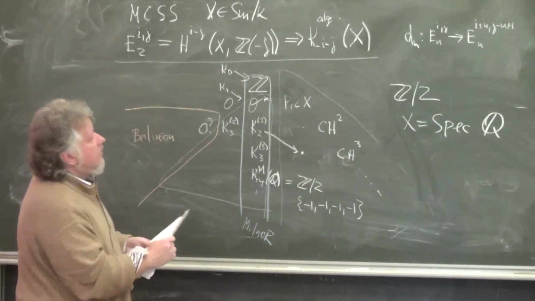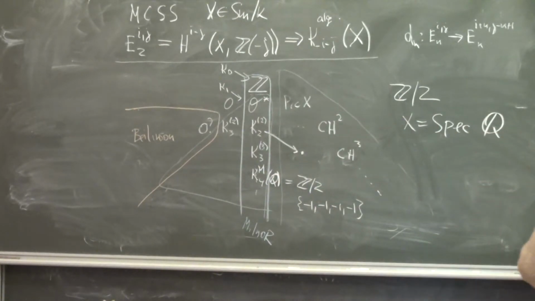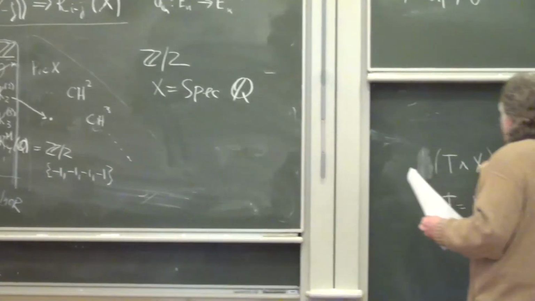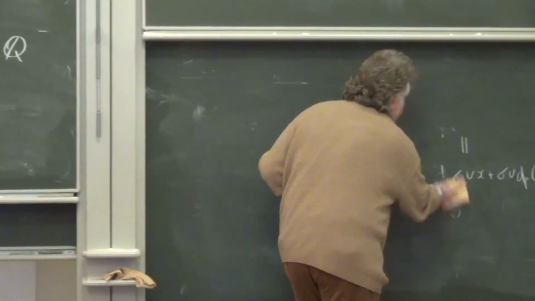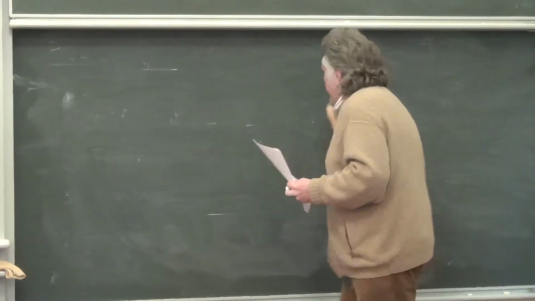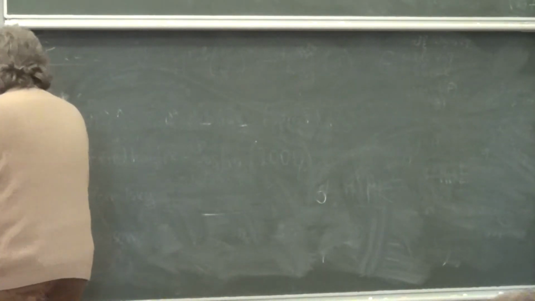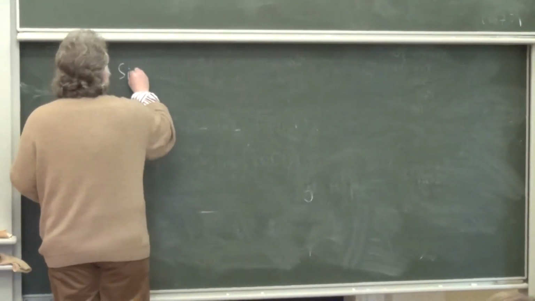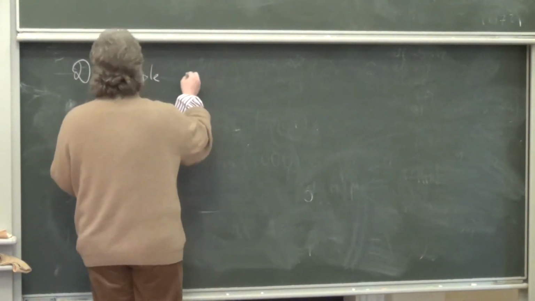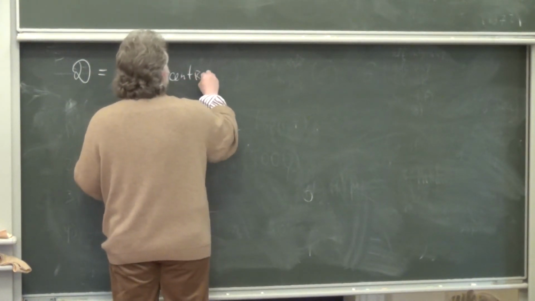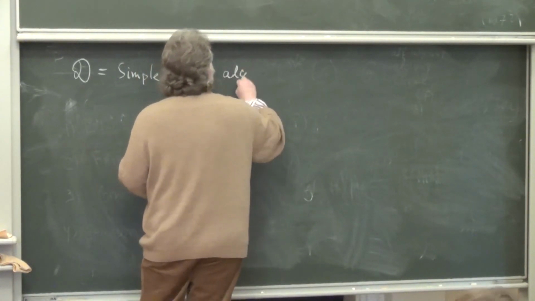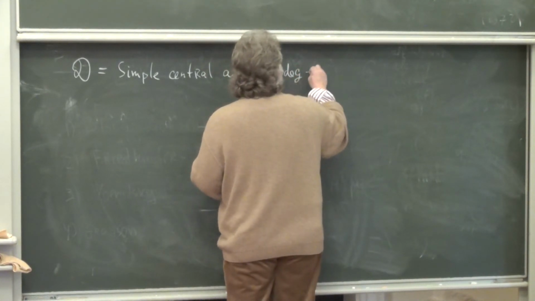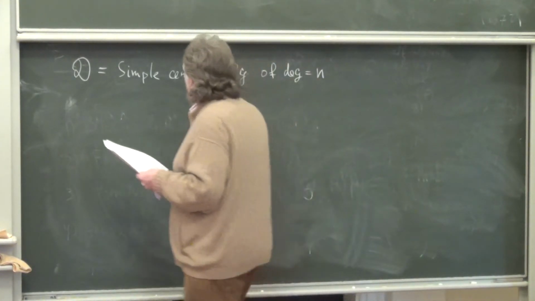Now I will just give you the result. Unfortunately, the computation is a little bit tedious. So let's consider D to be a simple central algebra of degree n and also non-split.